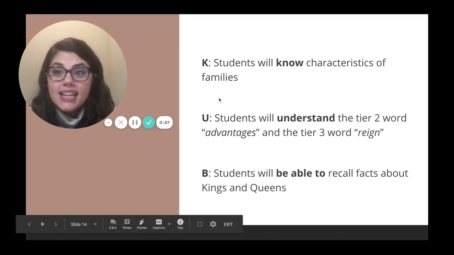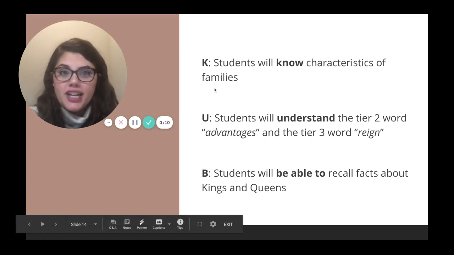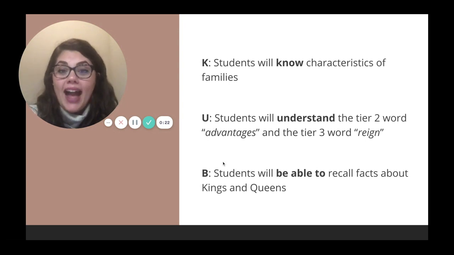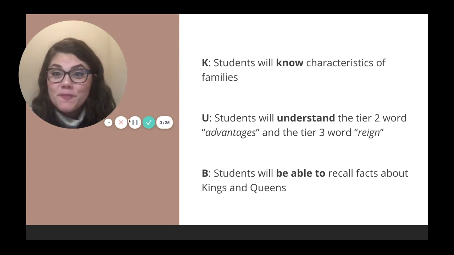Friends, after today's lesson, you will know characteristics of families, you will understand the tier 2 word advantages and the tier 3 word reign, and you will be able to recall facts about kings and queens.